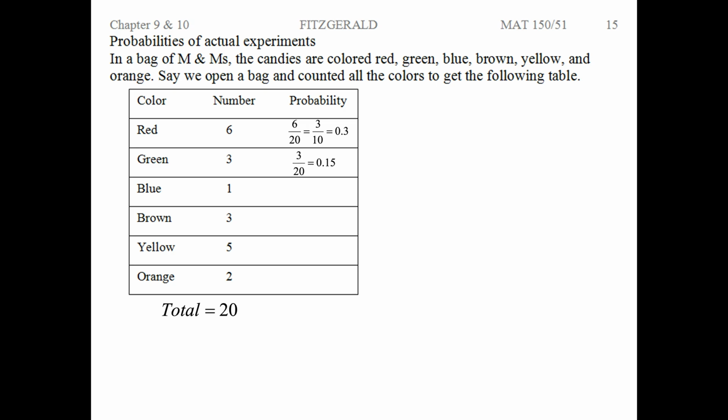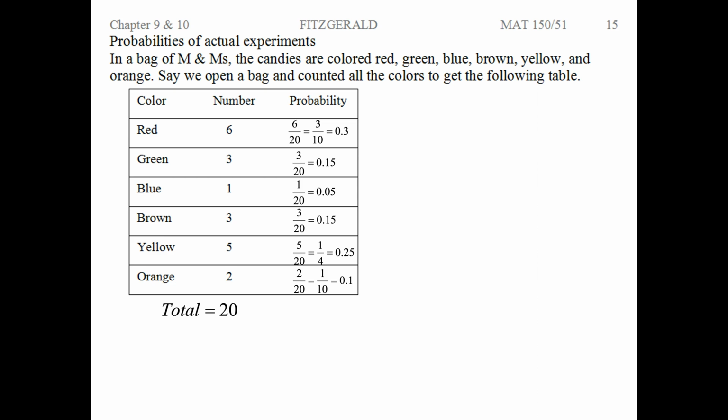Green would be 3 out of 20, 0.15. Blue would be 1 out of 20, 0.05. Brown would be the same as green, 3 out of 20 or 0.15. Yellow would be 5 out of 20, which is 1/4 or 0.25. And orange would be 2 out of 20, 1/10 or 0.1. But if you add up all these probabilities, it's going to add up to be 1.